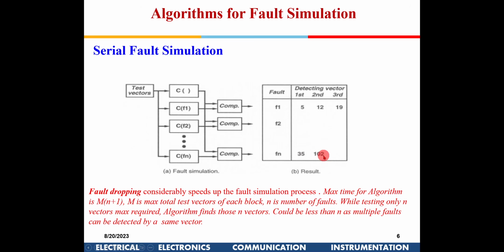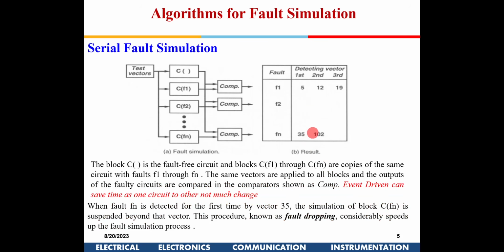But sir, it is told that if a fault is detected in the fifth vector, we will drop that. The table was given in your textbook to explain this aspect. If fault Fn is detected by vector 35, the simulation of the block Cfn is suspended beyond that vector. This is known as fault dropping. So they just put an example, right? Right, this is just to explain that.